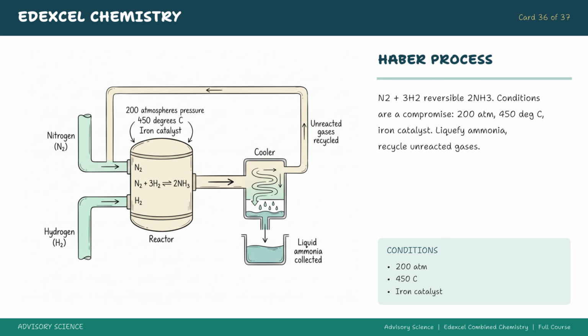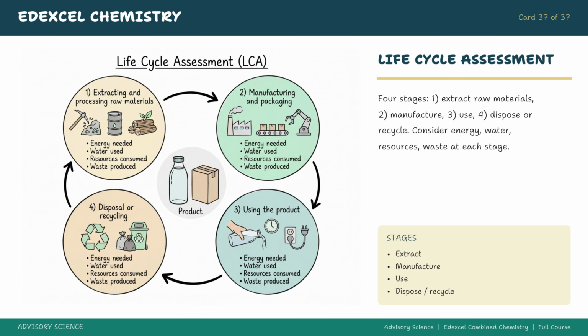Life cycle assessment. A life cycle assessment, or LCA, looks at the total environmental impact of a product from start to finish. It covers 4 stages. 1. Getting and processing the raw materials. 2. Making the product. 3. Using the product. 4. Disposing of the product. For each stage, you consider the use of natural resources, the energy needed, the waste produced, and the pollution caused.